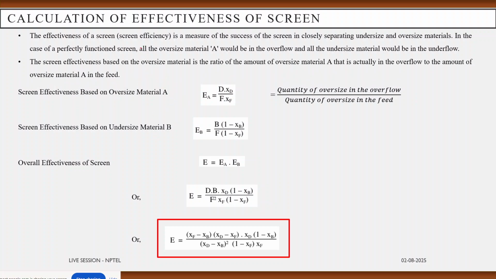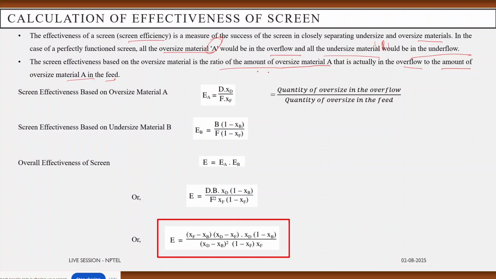The effectiveness of a screen, which is also known as screen efficiency, is a measure of the success of the screen in separating the undersize and the oversize materials. In the case of a perfectly functioning screen, all the oversized material A would be in the overflow and all the undersized material B would be in the underflow. The screen effectiveness based on the oversized material is the ratio of the amount of the oversized material A that is actually in the overflow to the amount of the oversized material present in the feed.